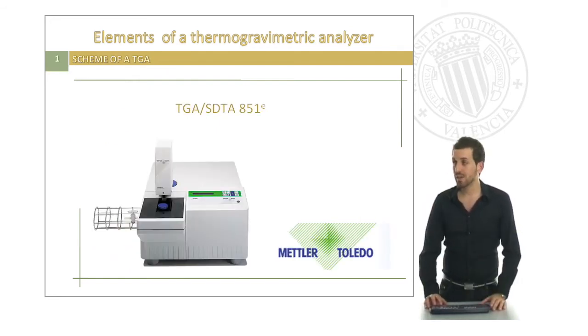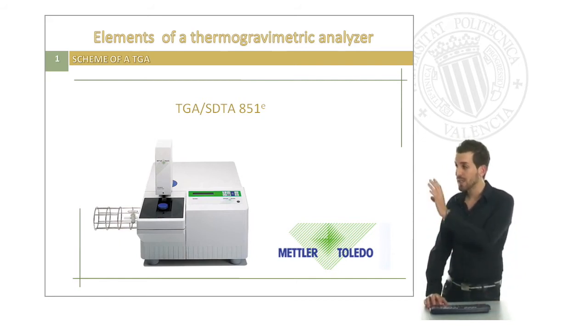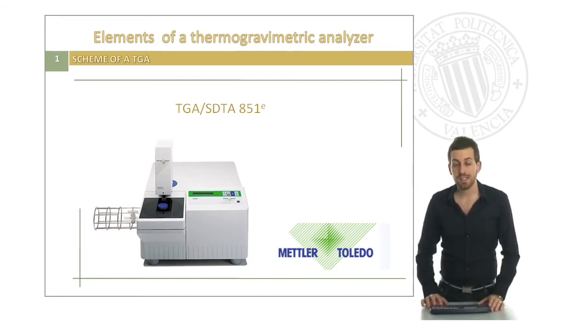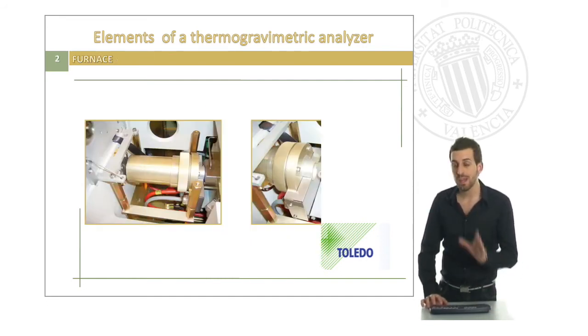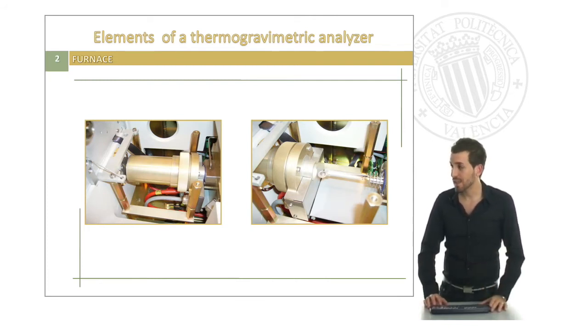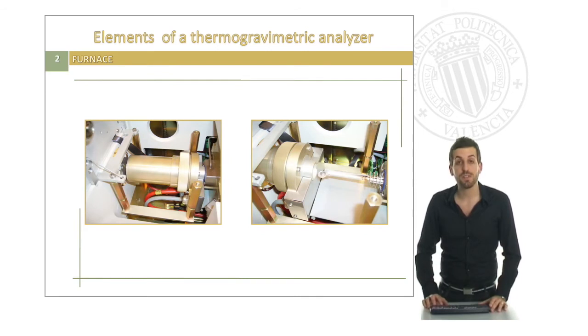This is the TGA that we are going to present as an example, and we are going to see the different elements into which this TGA is divided. Let's start with the main component, the most important one, which is the furnace. It's the control of the temperature.